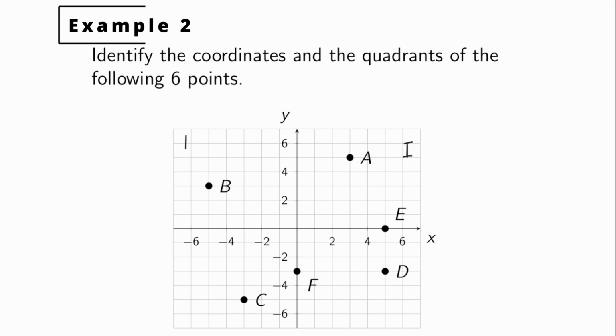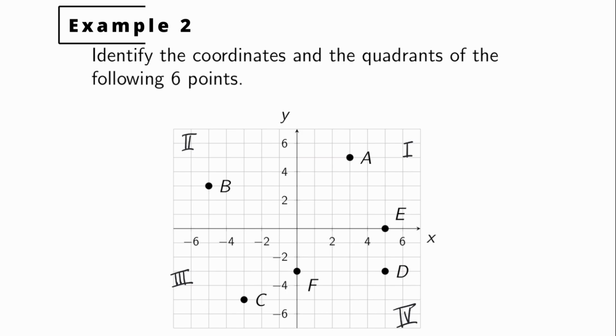This is quadrant II, where the x-coordinate is negative, but the y-coordinate is positive. Quadrant III, where the x and y coordinates are both negative. And finally, quadrant IV, where the x-coordinate is positive, but the y-coordinate is negative.